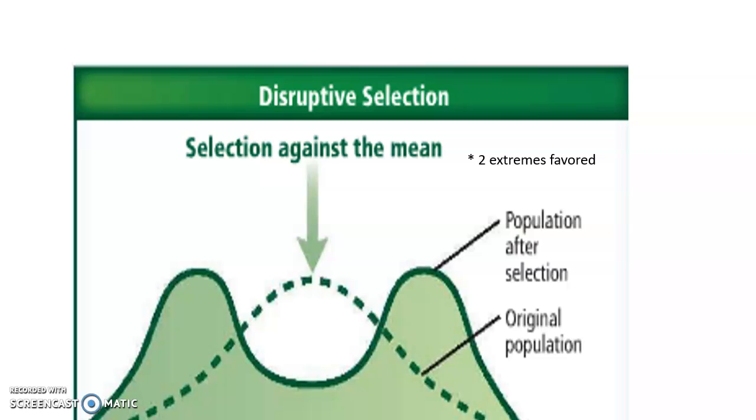Disruptive selection is when two extremes are favored, and the selection is against the mean. The original is, again, the dotted line, and the dark line is after selection. Here we have an increase in population, then a decrease in population during the event, and maybe another increased population. This would show disruptive selection. And that is the end of this PowerPoint.